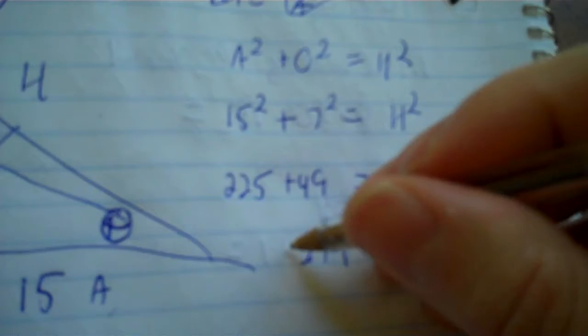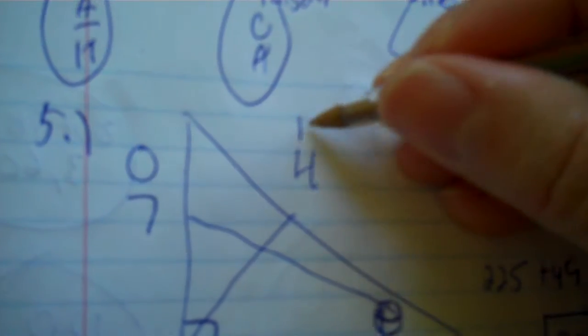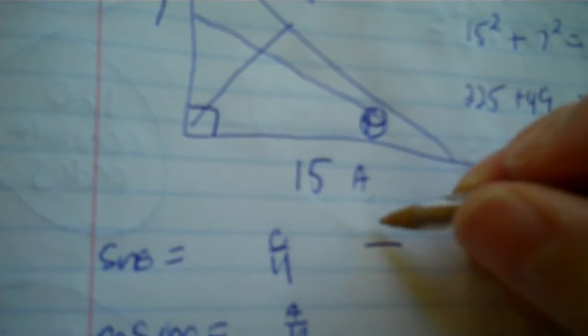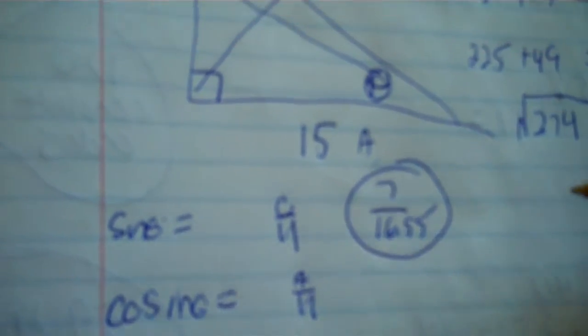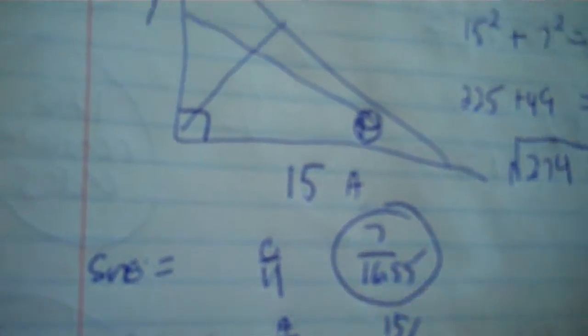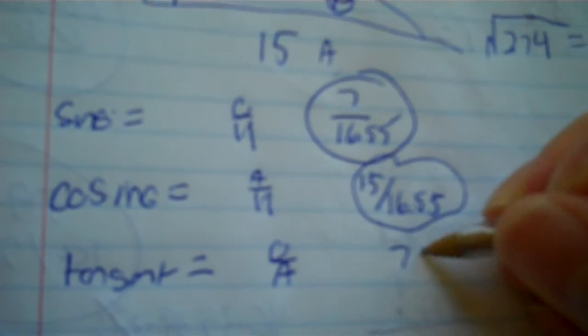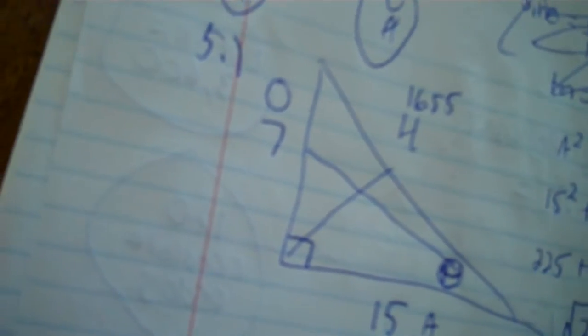And then to find the actual H, we've got to remember to square root, because H is to the second power. Okay, 16.55 is my H. So I put 16.55 with that. And then I'm ready to go. O is 7, H is 16.55, so the sine is 7 over 16.55. Cosine, A is 15, H is 16.55, so we have that. O over A is my tangent, so 7 over 15. And those are your answers to the problem: sine, cosine, tangent.